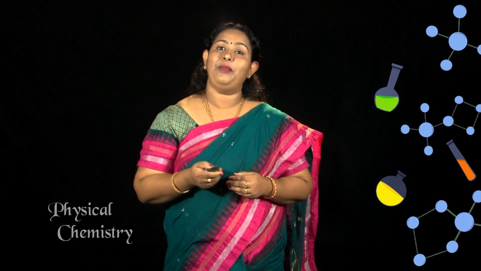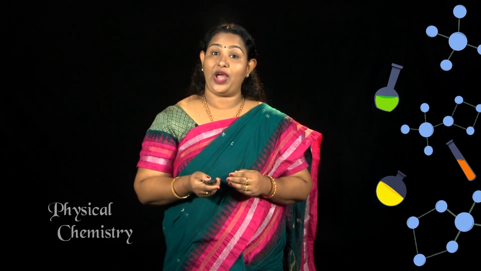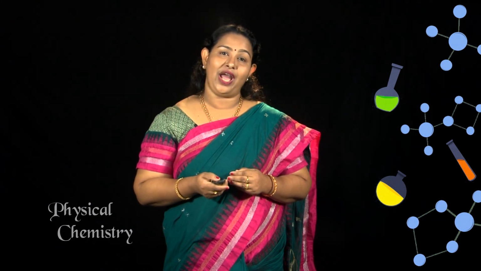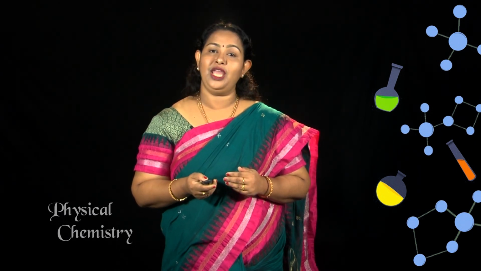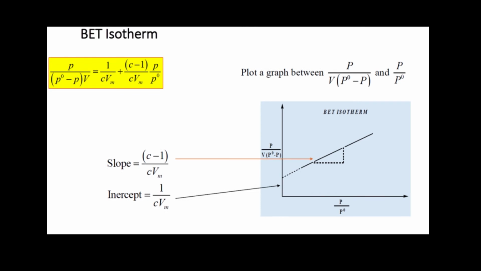We can relate this BET equation to the equation of a straight line, y equal to mx plus c. Here y equals P by V into P0 minus P, and x equals P by P0. So if we plot a graph with P by V into P0 minus P against P by P0, we get a straight line, and the slope of this straight line will be equal to C minus 1 divided by C Vm. Extrapolating this plot to x equal to 0, we get the intercept 1 by C Vm. So this is the BET equation and BET isotherm.